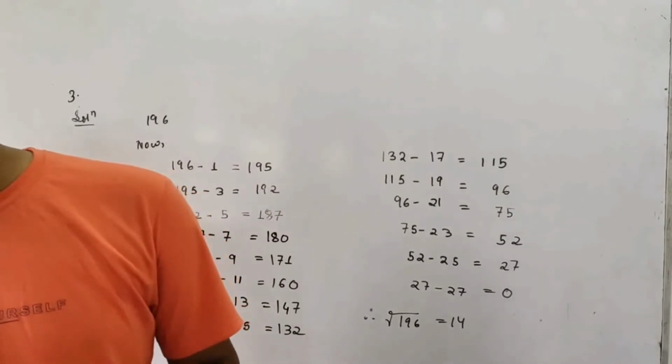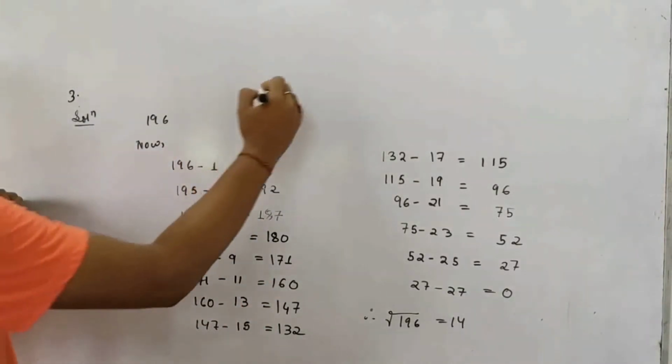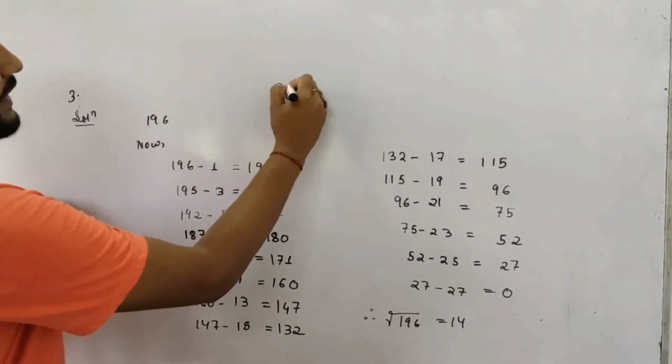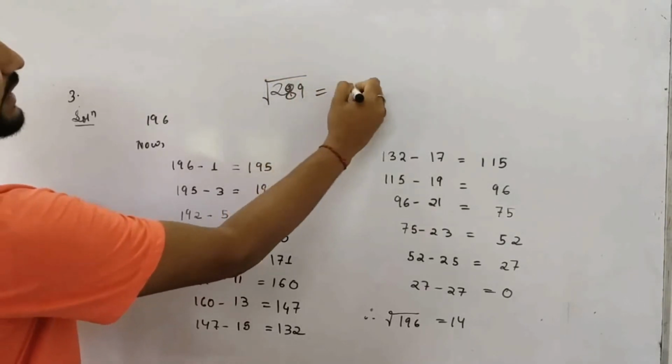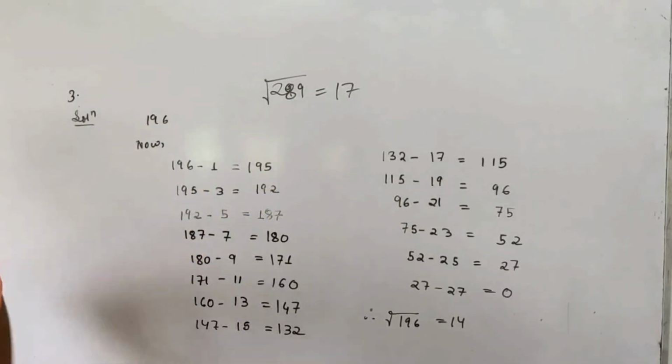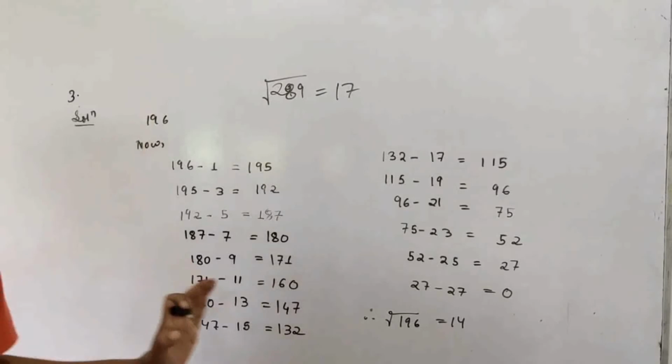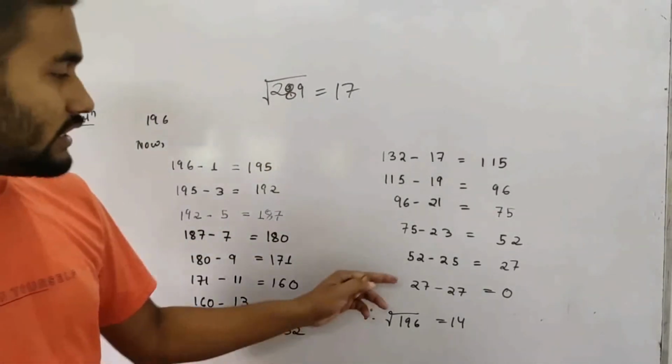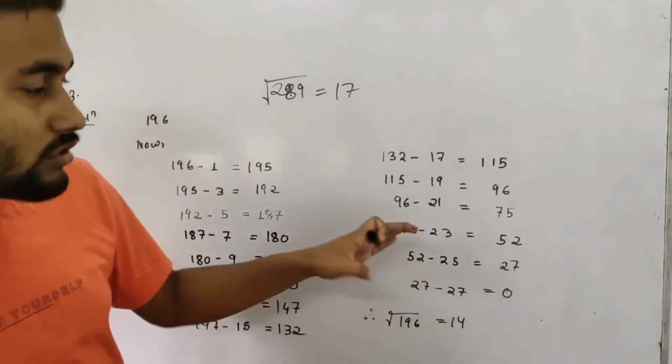Next you have to find 289. Now we already know the square root of 289. It is 17, isn't it? So how many times do you have to subtract? 17 times. 14 times are done. 15, 16, 17. Three more times you have to subtract.